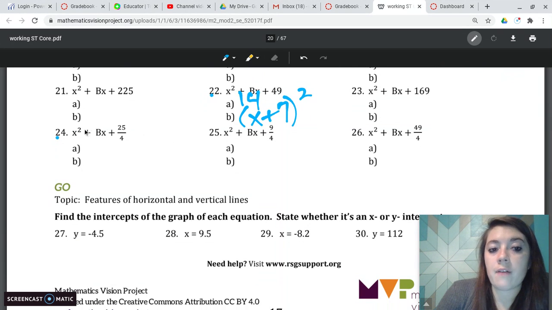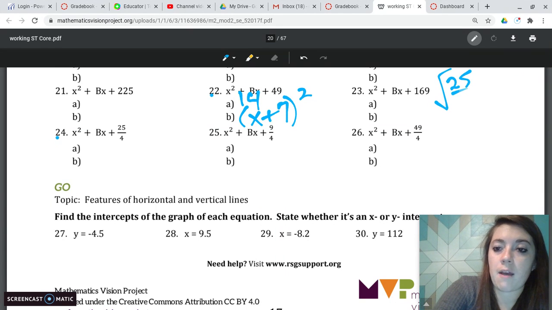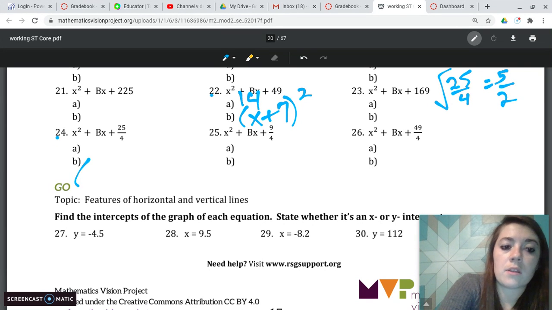Now, 24 obviously looks kind of complicated. We have a fraction here. Works the same way. Take the square root of 25 fourths. Square root of 25 is 5. Square root of 4 is 2. So that gets us our factor, x plus 5 over 2 squared.